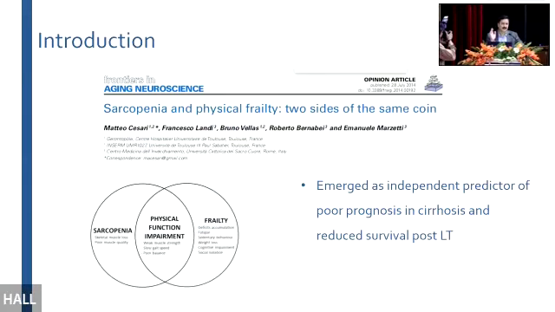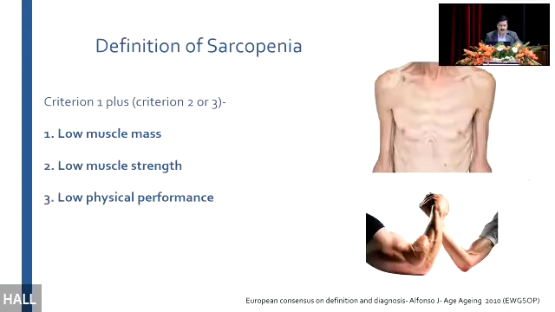I think we all would agree to this. The central component to both these conditions is physical function impairment. And when you're looking at the muscles, the quality or the mass, then you say that we're looking at sarcopenia, whereas frailty is a complex syndrome which involves multiple physiological systems. And both these conditions have emerged as an independent predictor of poor prognosis in cirrhosis as well as post-transplant survival.